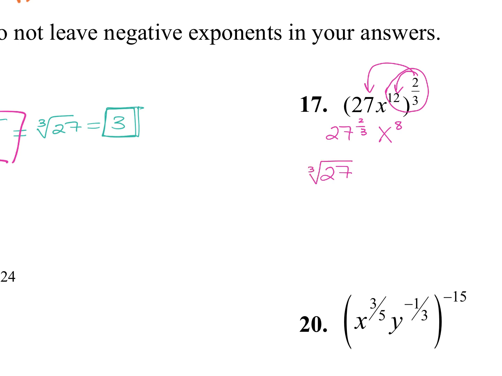Okay? 27 to the 2/3 power is this. 27 cube rooted. And then square it, right? The root is on bottom. That goes where your index is. The power goes on top. You square it. So the cube root of 27 is 3. 3 squared is 9. So you have 9 times x to the 8th. Okay? Questions on that?